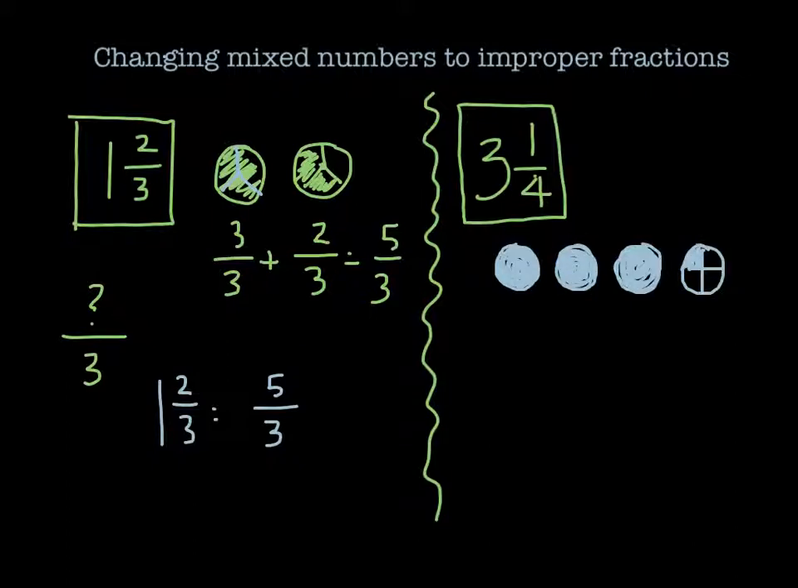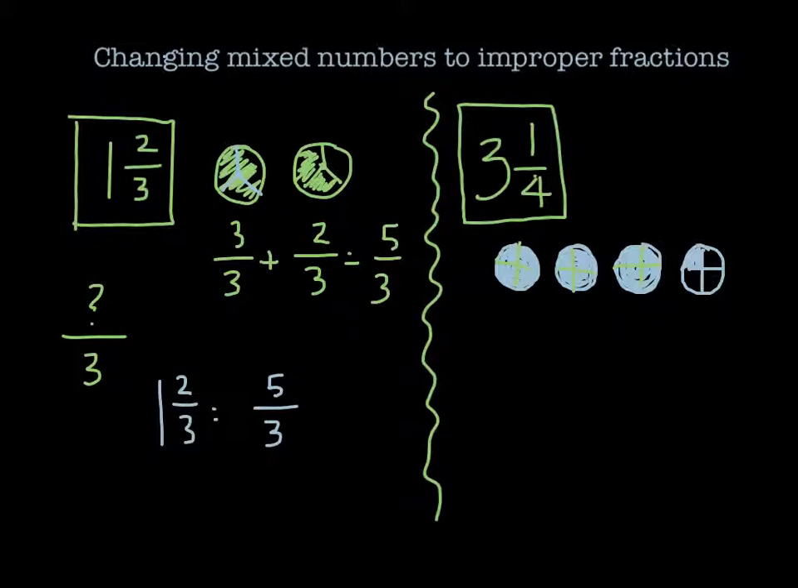In our second example, we have 3 1/4. The first thing we need to figure out is how many fourths there are in 3 wholes. We do that. We notice that in each whole, there are going to be 4 pieces, and each of them is going to be 1/4.